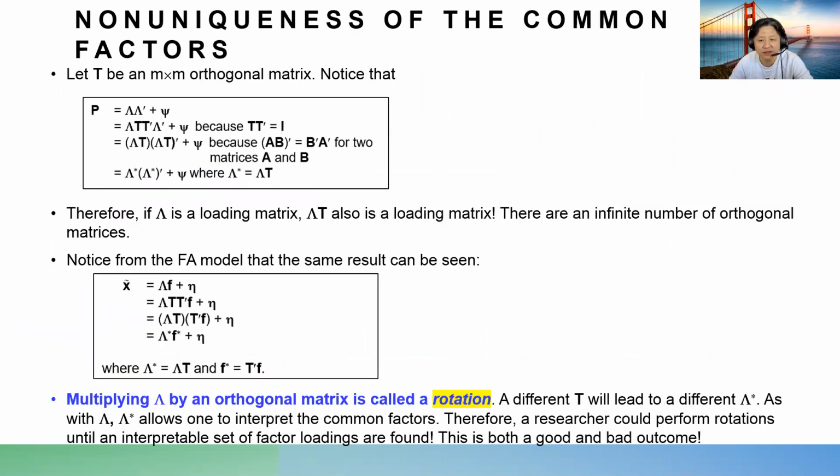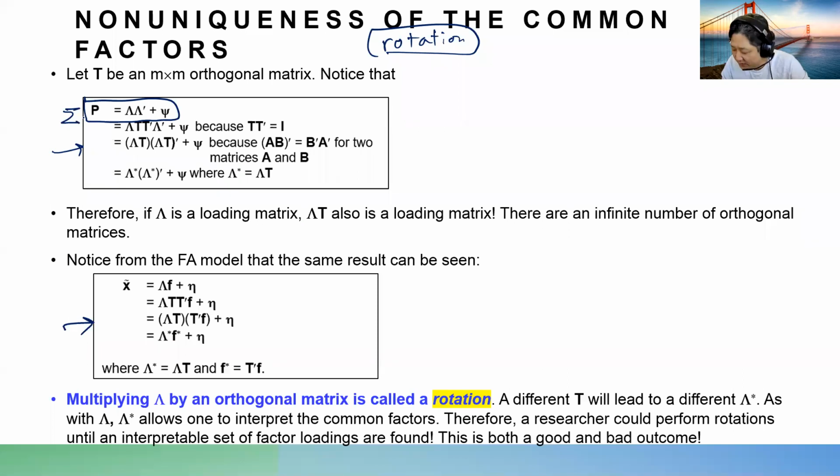Okay, so this is rotation. You don't have to memorize anything from here, but I will just explain it. So what is this? This is our covariance matrix, right? The covariance matrix can be decomposed into two matrices, loading and loading transpose, plus error, right?